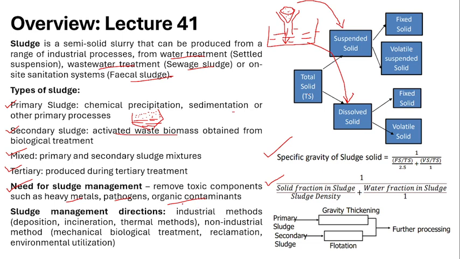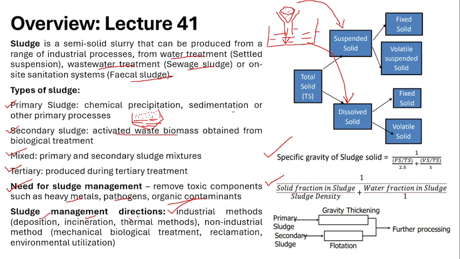So before the management of the sludge, it cannot be disposed of. It is not safe for the environment. We are treating the water and we cannot pollute the soil by not treating the sludge. Since it contains these toxic components, it is very important to treat the sludge before disposing of it. So how is sludge management done? It can be an industrial method. In the industrial method, what is commonly used is deposition and incineration, which is nothing but burning of the sludge, to eliminate these kinds of toxic components.